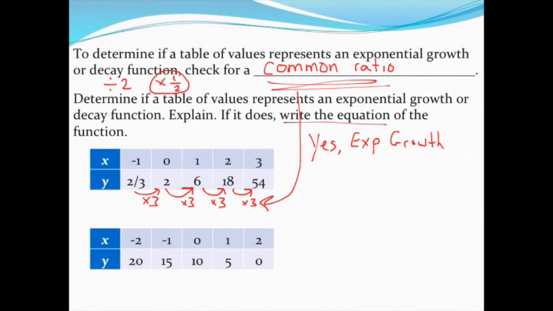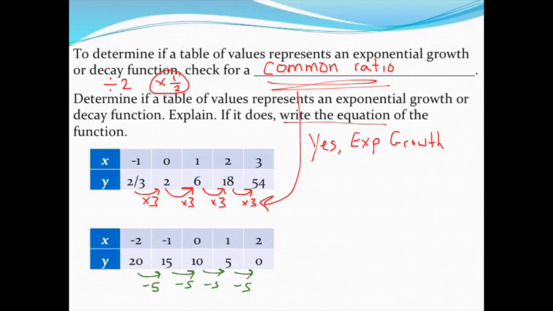In my second table of values, again, I want to look for a pattern. And I do notice a pattern. To go from 20 to 15, I'm subtracting 5, and I see that that's consistent all the way along the table. I'm subtracting 5, I'm subtracting 5, and I'm subtracting 5.